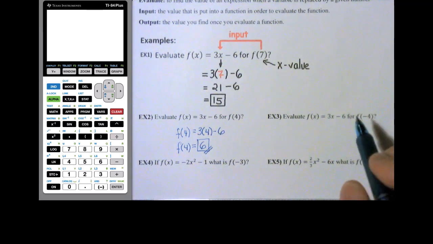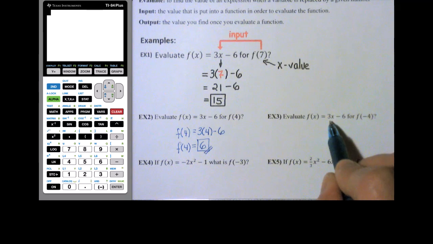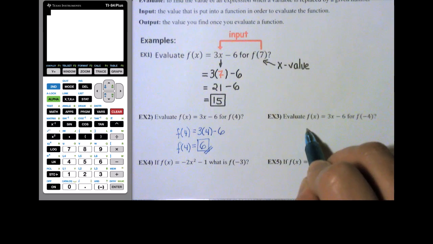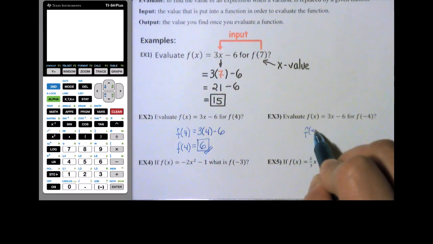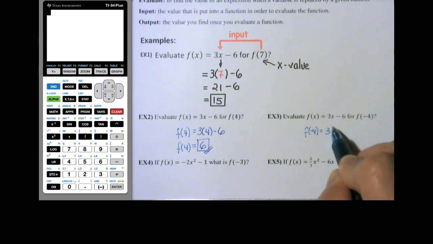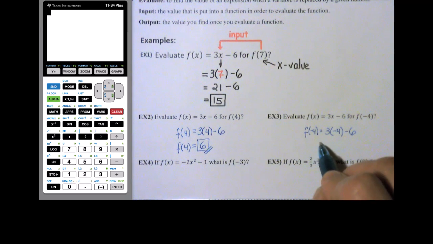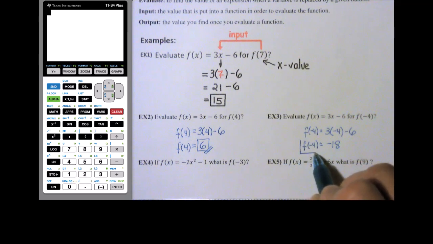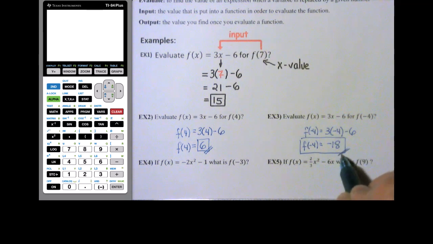So let's try another one. Let's say I have the same function, but now I'm going to change to negative 4. So basically, I'm finding the function when x equals negative 4. So I copy the 3. When I get to the x, I put parentheses, and I replace x with negative 4, minus 6. So now I have f of negative 4. Then 3 times negative 4 is negative 12. Negative 12 minus 6 is negative 18. So that's the answer for my function right there.